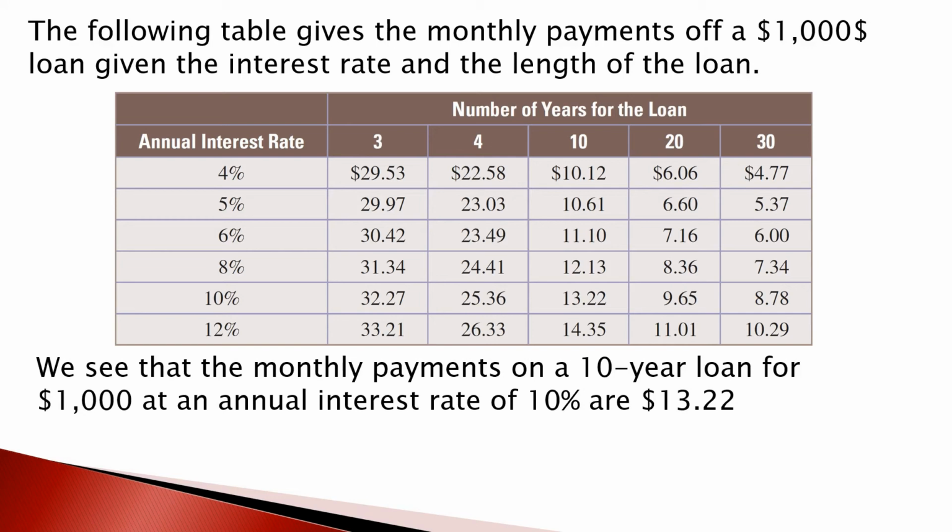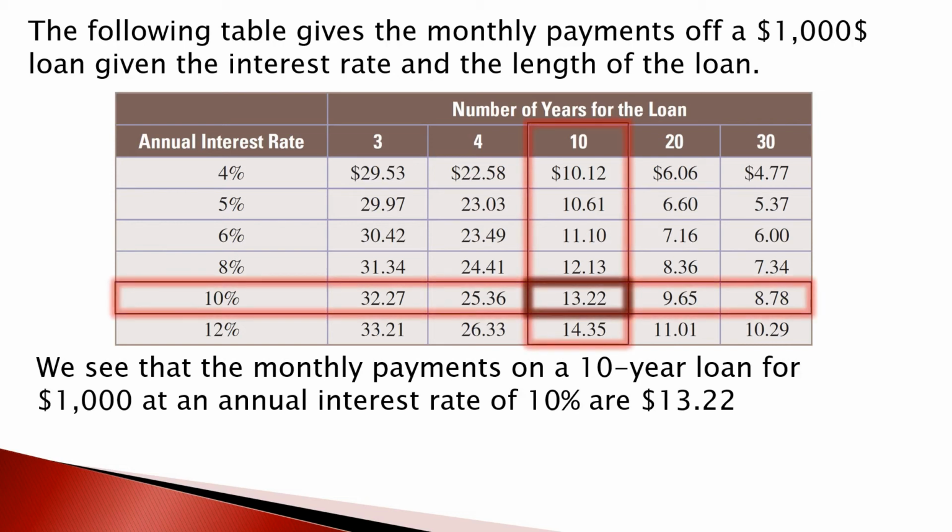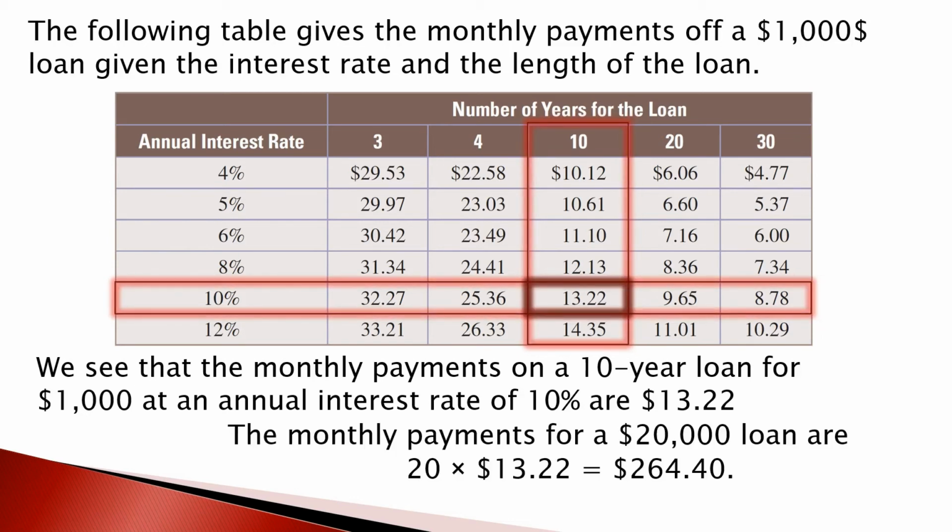So we know that we have a 10-year loan and the annual interest rate is 10%. We look at the column that corresponds to a 10-year loan and annual interest rate 10%. At the intersection of that row and that column, you see 13.22. This is your monthly payment for each thousand you borrow. Since we still owe $20,000, we need to multiply 13.22 by 20. So our original monthly payment is $264.40.